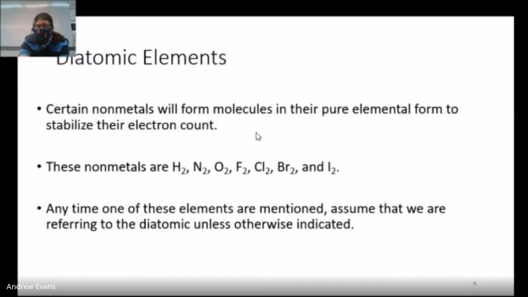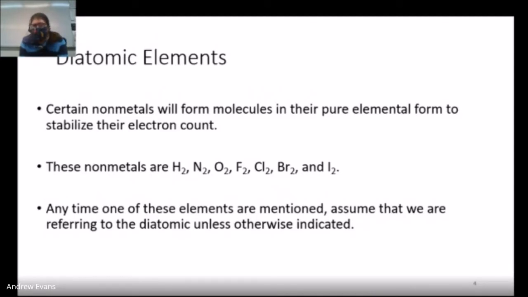Now, there's a few diatomic elements. Certain nonmetals will form molecules in their pure elemental form, and this is to stabilize the electron count. We will need to learn these, memorize these, and just recognize these. So hydrogen gas is not just H, but H2. So whenever I say hydrogen gas, or elemental hydrogen, I'm referring to H2.